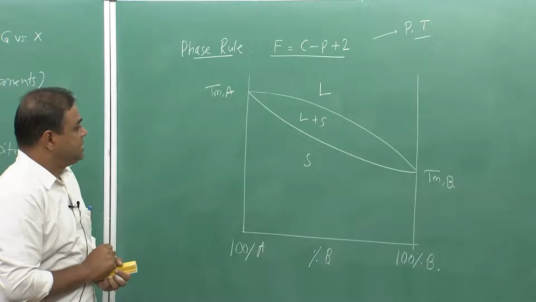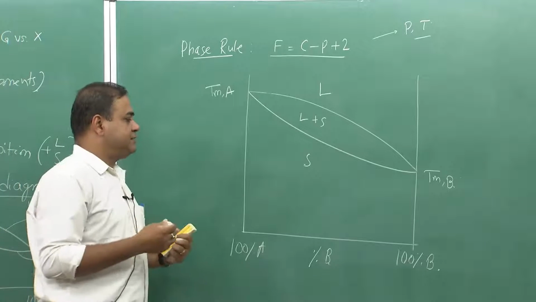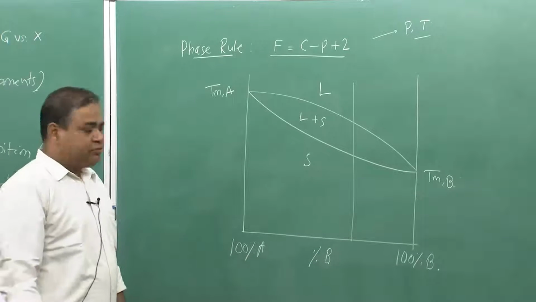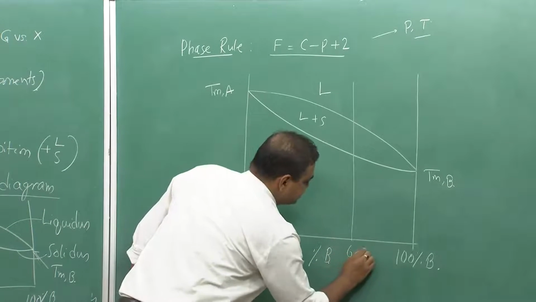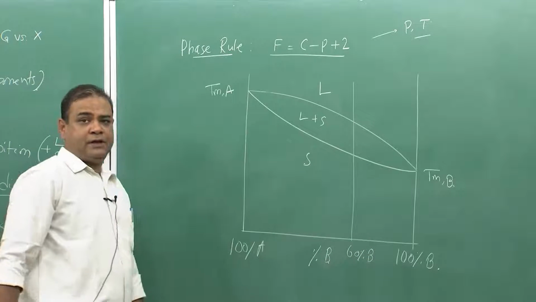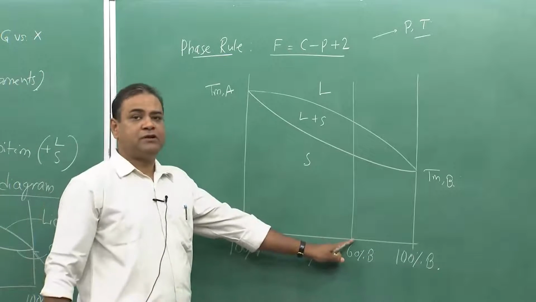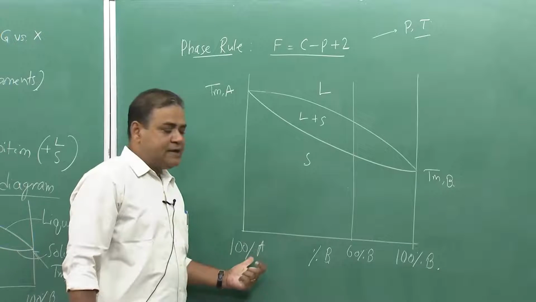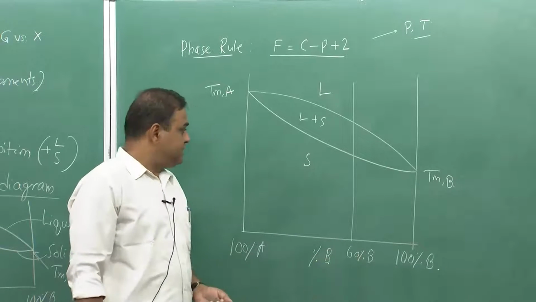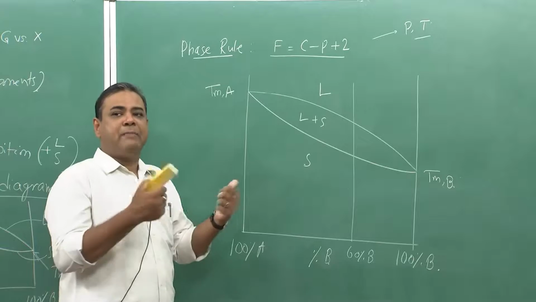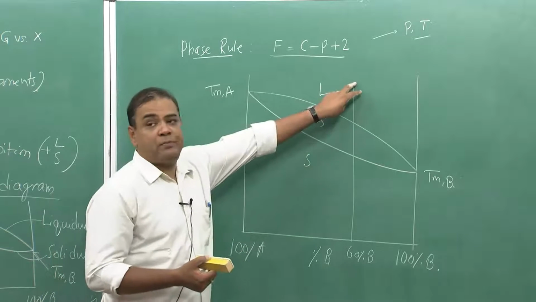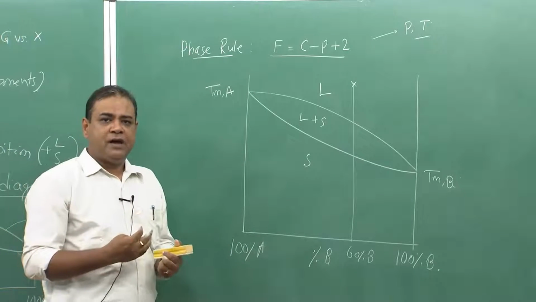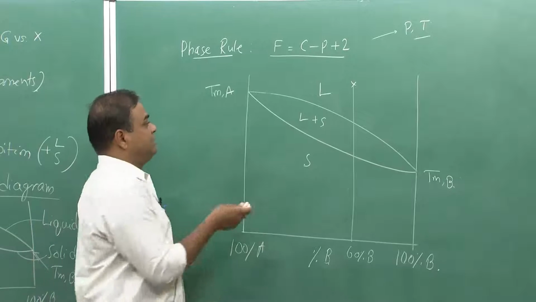This is clear. Now, let us take one particular composition, let us say this composition. If I take this composition, let us say 60% B, we start with 40% A atoms and 60% B atoms, and then I mix them together and melt them and take it to this particular point. At this point both will dissolve together and form a single phase, which is liquid.